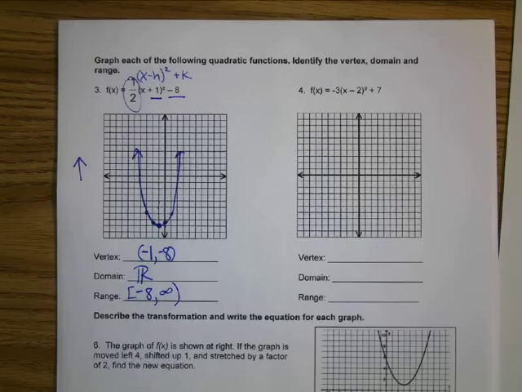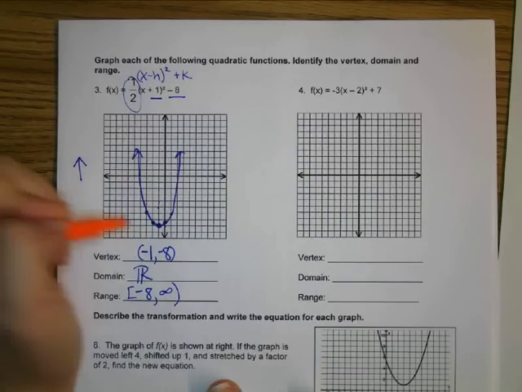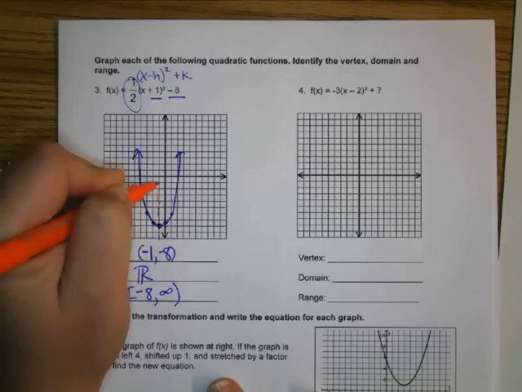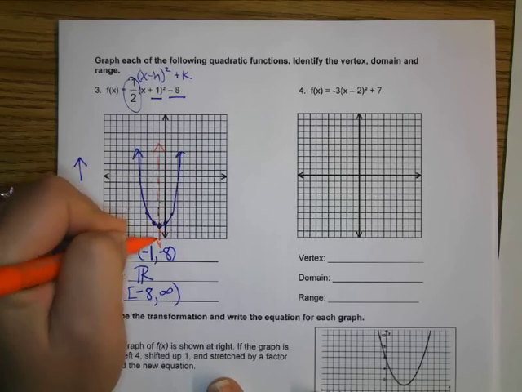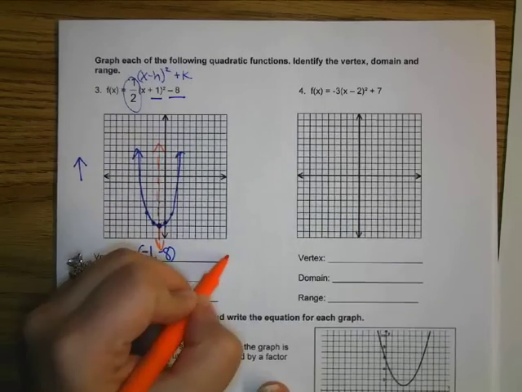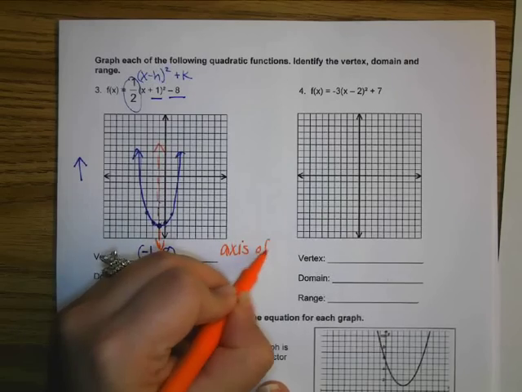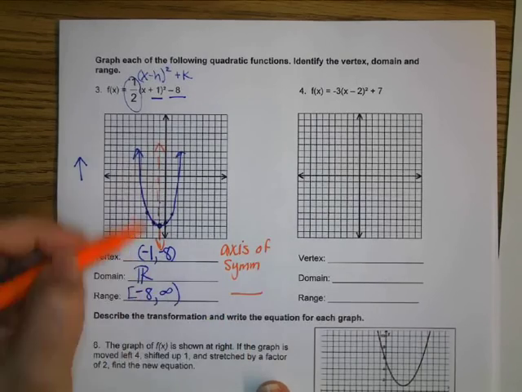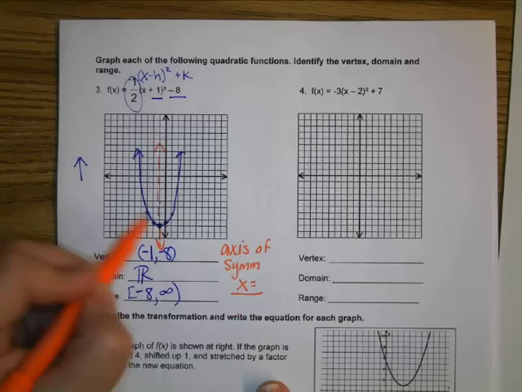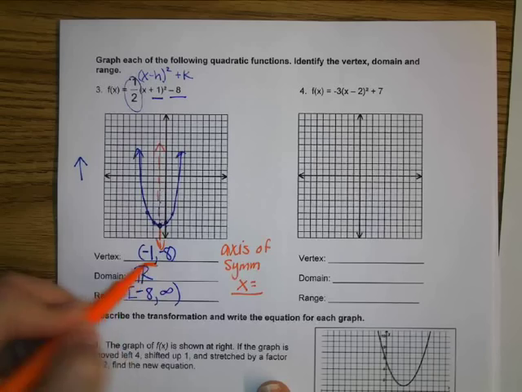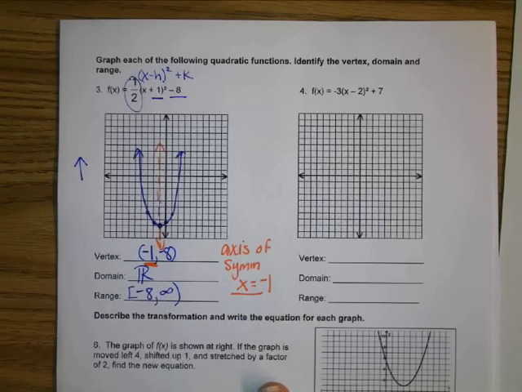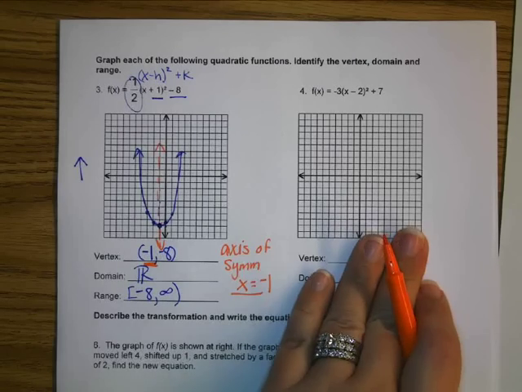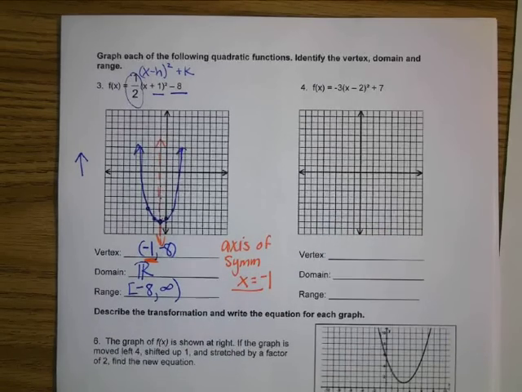Okay, and the other thing we can show on this is there is symmetry along this line. There is a vertical line of symmetry. And I want you to add here axis of symmetry, because it's always a vertical line, so it's x equals, and it goes through that vertex, so it's always x equals the x value of the vertex. Okay, so for number 4, this next graph, I want you to try graphing this on your own, and that's what I will check.